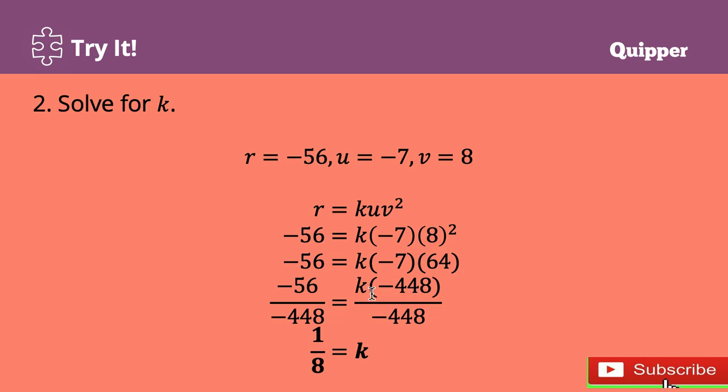So k times negative 448 divided by negative 448, that is just equal to 1k. So we have k here, and negative 56 divided by negative 448 is equal to 1 over 8. And this is the value for k.